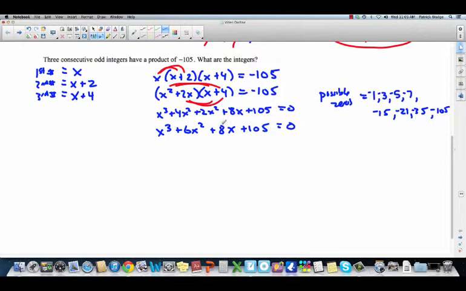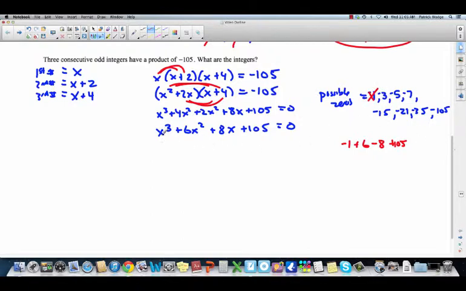So here we go, negative 1. Negative 1 cubed is negative 1 plus negative 1 squared is 1 times 6 is 6. Negative 1 times 8, negative 8, plus 105. Does that look like it equals 0? No way. So negative 1 doesn't work.